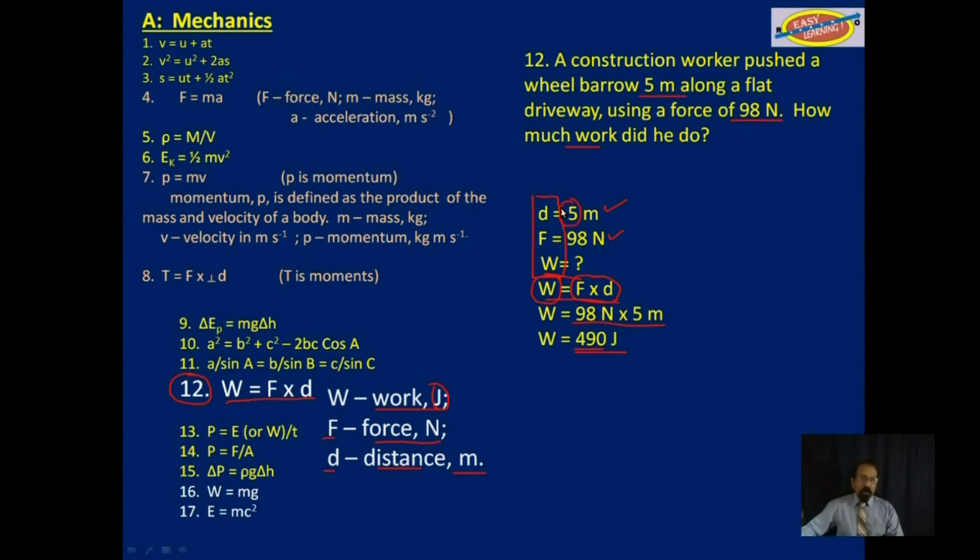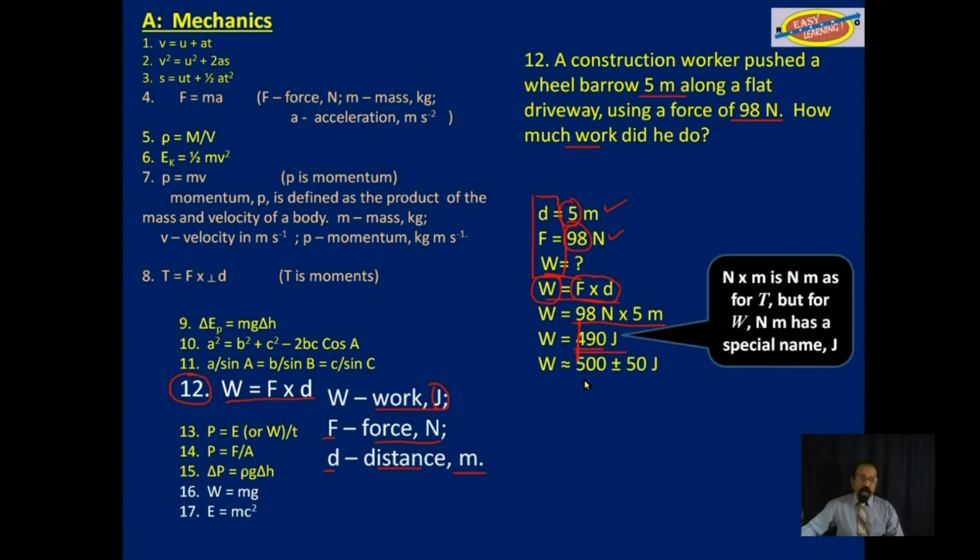This has 1, this has 2, so our answer can only have one significant figure. We have to round off at that 4, which is the hundreds position. So 490, if we round that off to the hundreds position, we get 500. But since we are rounding off at the hundreds position, we take half of that more, which is 50, to half of that less.